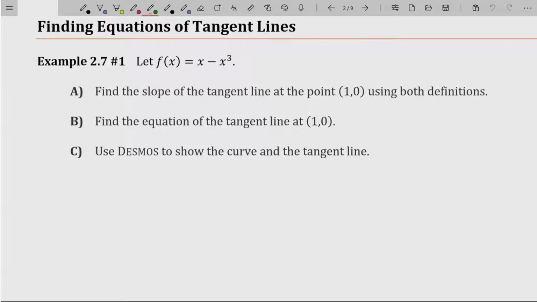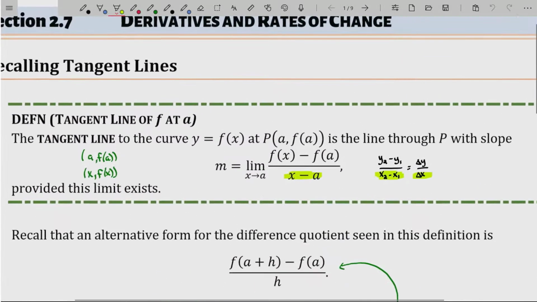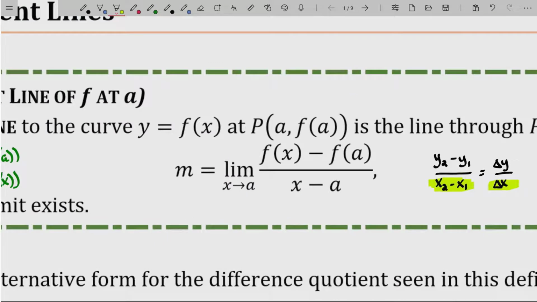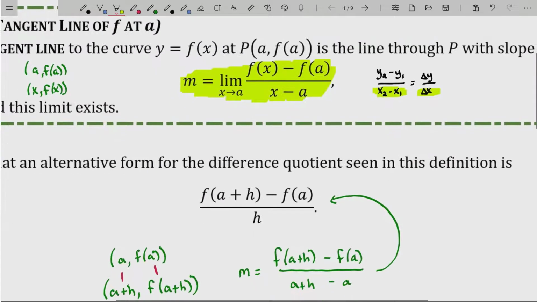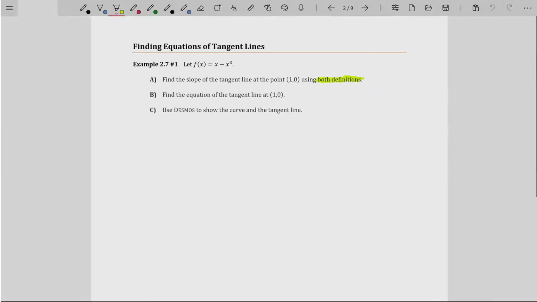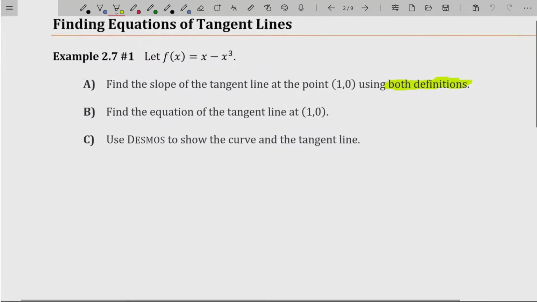In this example, we're asked to find the slope of the tangent line at the point (1, 0) using, quote unquote, both definitions. Now, what do I mean by both definitions? Well, in the previous video, we saw that we had this one definition right here, the full thing, and there's the secondary definition down here. So we're just going to find the slope of the tangent line using both of those, just to see which one works better, if there is one that works better.